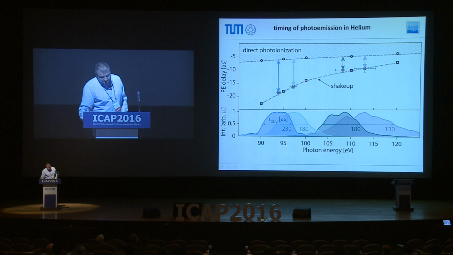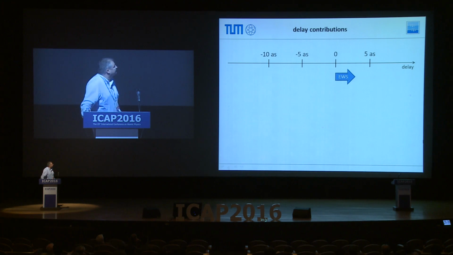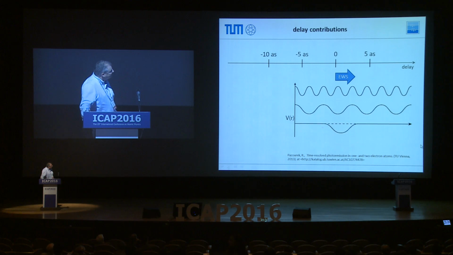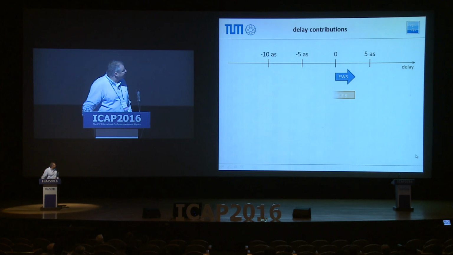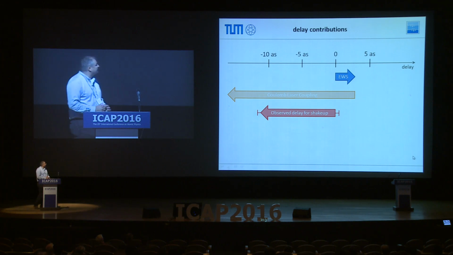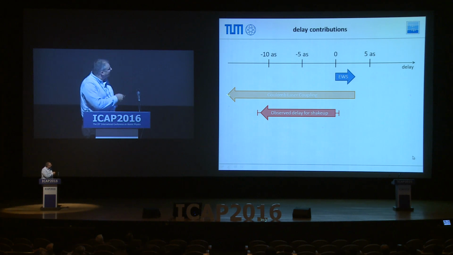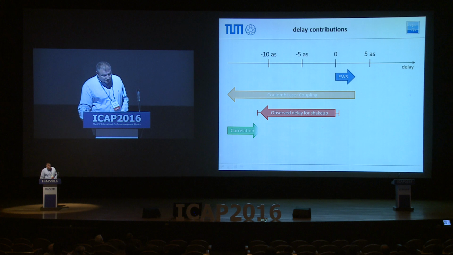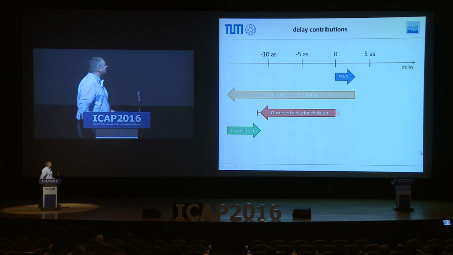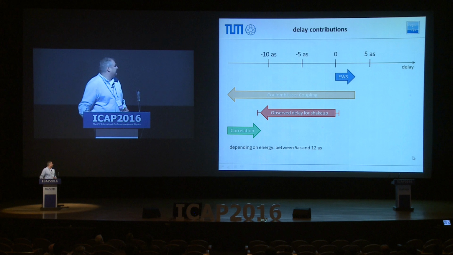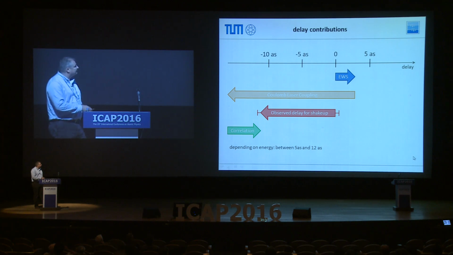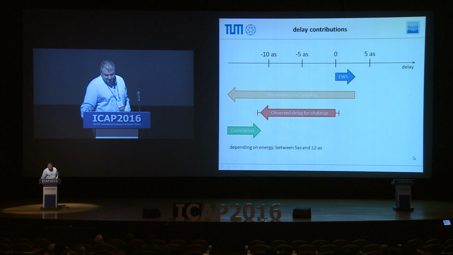So to show a little bit inside, so what do we have? We have the Eisenbud-Wigner-Smith delay, which is nothing else than the scattering of the outgoing electron on the ionic potential. We have the Coulomb-laser coupling, and if we now look at a shake-up photoemission, we have this observed delay for the shake-up, and what is missing here must be the correlation time of the two electrons involved, and depending on the energy, we get something like 5 and 12 attoseconds for this time.